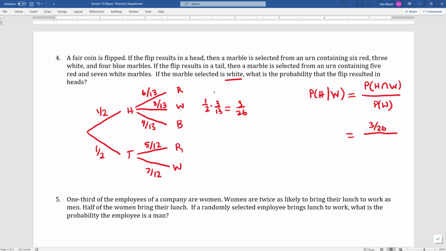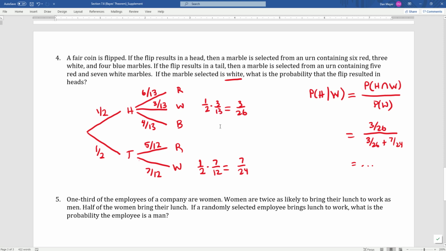For a white marble, there's another way: we could flip a head and pull a white marble, or we could flip a tail and pull a white marble. So there's 2 different ways to get a white marble. The tail branch would be 7 over 24. So when we go to find the probability of the white marble, we've got to take our 3 over 26 plus 7 over 24. And I'll leave it to you to do the calculator work on that one, because I'm getting a little bit tired of punching buttons on my calculator.